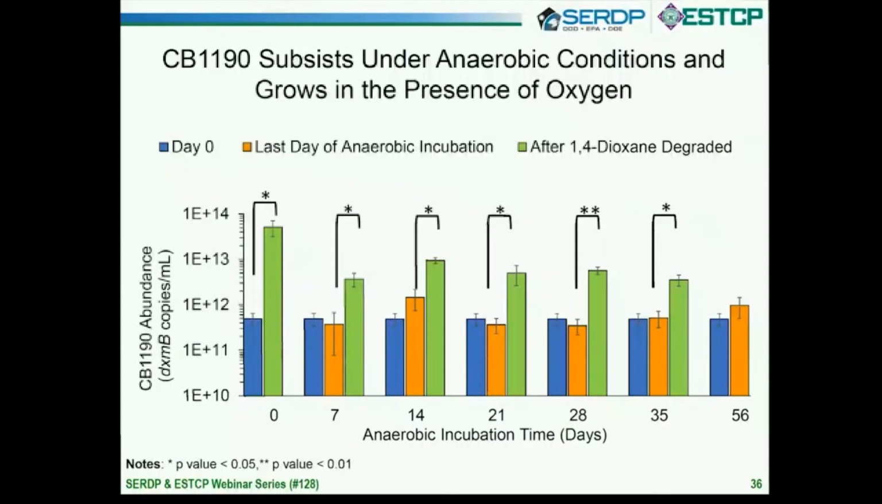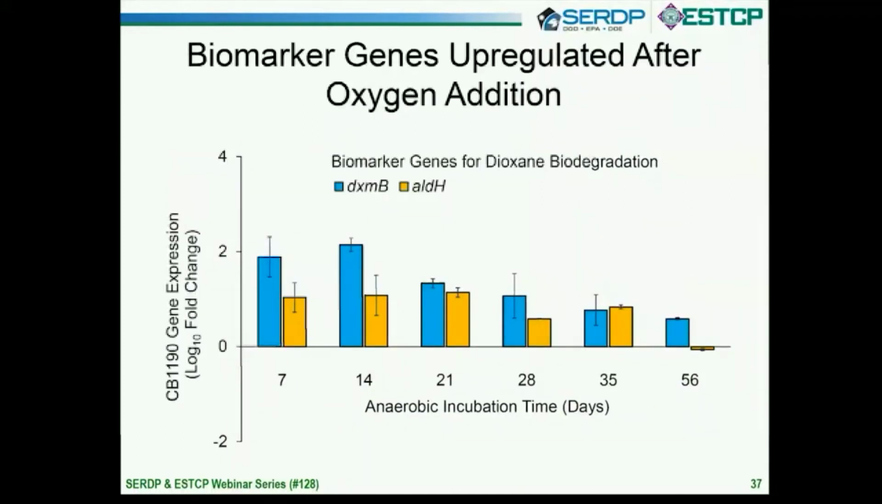Over time, if you look at CB1190 abundance, the blue and the orange bars indicate the anaerobic phase. Not much change happens there. That's just like you would expect. The green columns are abundance of CB1190 after it had a chance to degrade dioxane aerobically. And that shows increase in population. So the cells were viable during the anaerobic phase. They just didn't grow.